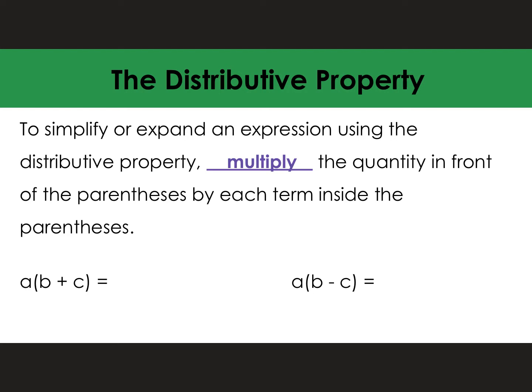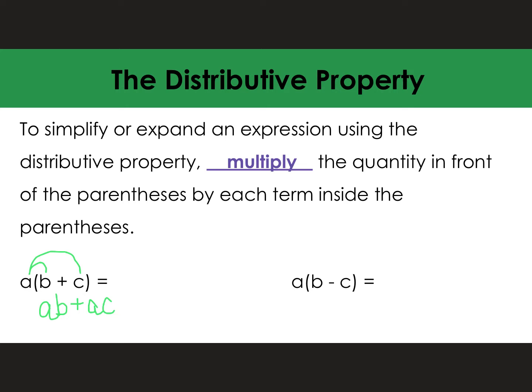One method is we're just going to take A and multiply it by B. So that would be AB. And then we're going to take A and multiply it by C. And that's AC. And there is a plus sign, and AC is positive, so we would have plus AC.